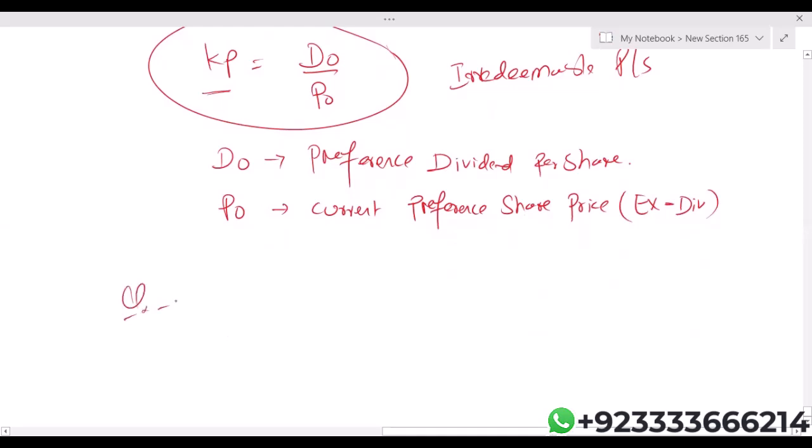A small question. Let's say we have 4% preference shares, and in the exam, nothing is mentioned. We always assume the given preference shares are irredeemable. In the exam, if nothing is mentioned and only preference shares is written, we always assume they are irredeemable. 4% preference shares, par value is $0.4.